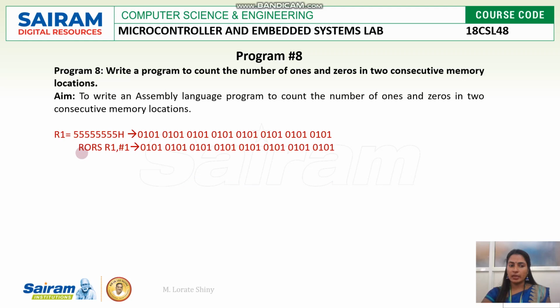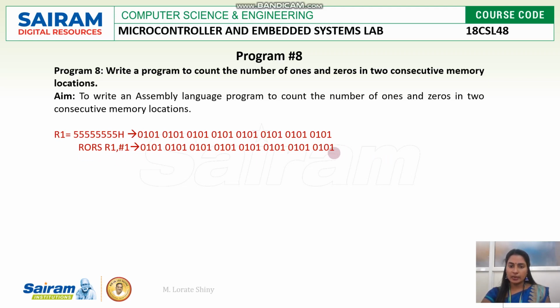So when we apply the rotate instruction, the instruction will be ROR with the S suffix included, so the CPSR flags will be updated. Which flag will be updated for the rotate instruction? The carry flag. For rotate and shift instructions, the carry flag will be updated. So the R1 register content is 55555555, that I am rotating bit by bit.